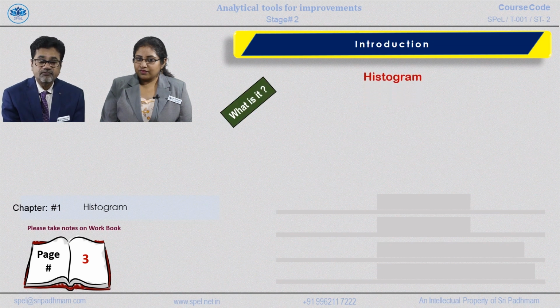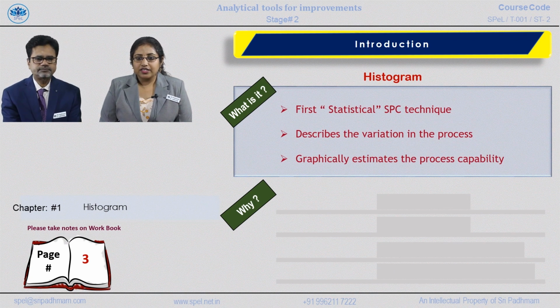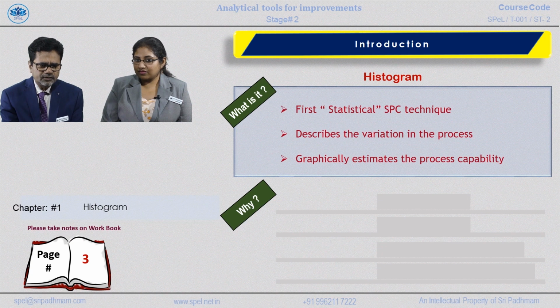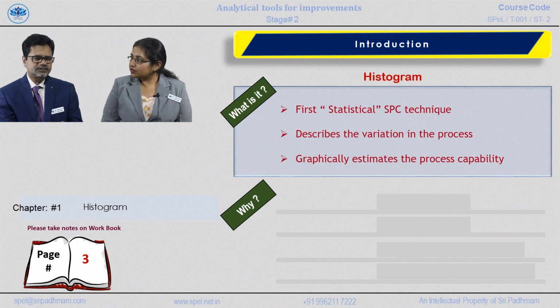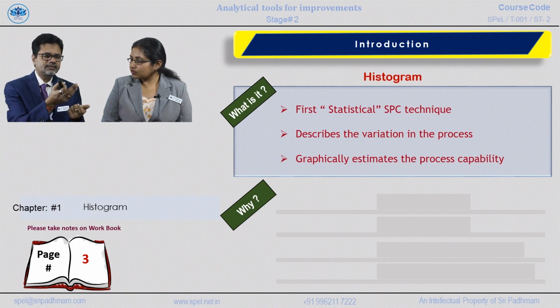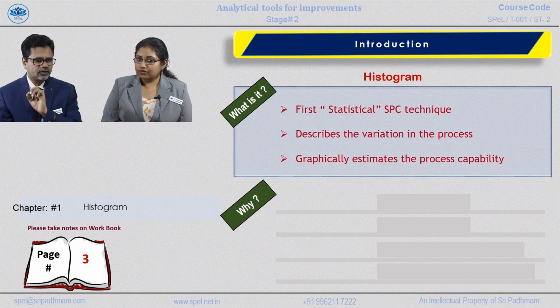Histogram, introduction. First and foremost question is, what do you mean by histogram? Then the purpose, why, objective. First, it is a statistical SPC technique that describes the variation in the process and graphically estimates the process capability. SPC is statistical process control, and the second one is statistical quality control, SQC. Histogram is more of an SQC tool, but in the present era, one can take the readings directly from the equipment automatically, and the graph is then plotted. That way, we can consider histogram as SPC also, but it is more of an SQC, statistical quality control tool.